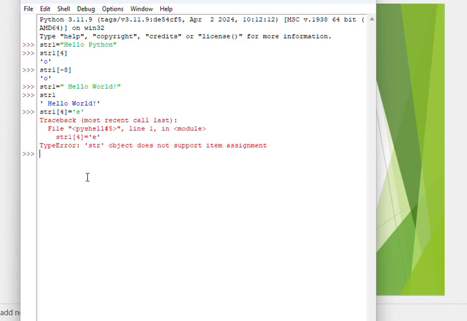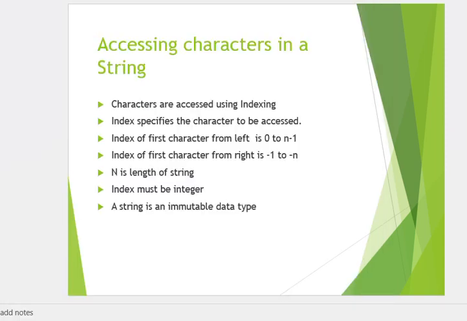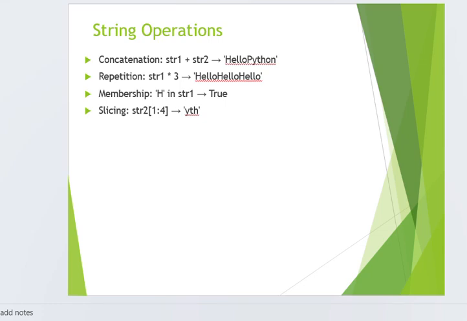Now let's move to the string operations. Basically, we have 4 operations. The first one is concatenation. Example is also given, but let me explain what exactly is concatenation. To concatenate means to join.